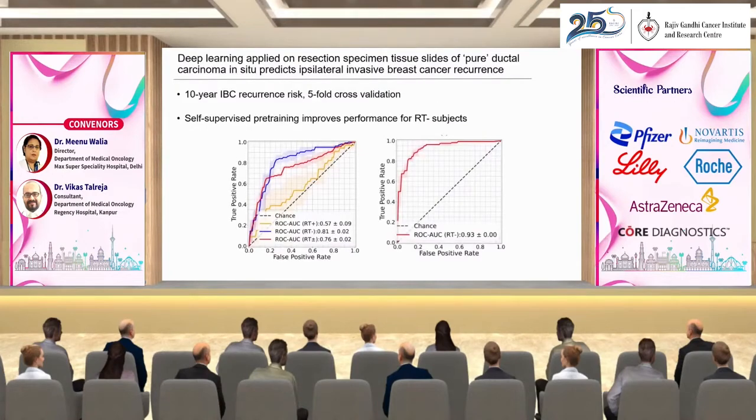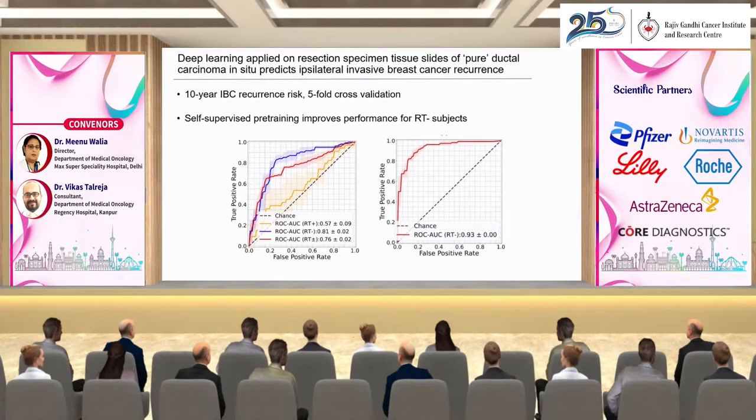So deep learning was applied, and 10-year IBC recurrence risk was calculated with 5-fold cross-validation. What is 5-fold cross-validation? Say if you have 100 cases for training, you divide them into 5 equal parts, say 20 each, and then use 80 for training and 20 for validation. And you repeat it 5 times so that your algorithm gets good training. So this is one way. However, their numbers are very small compared to the MSKCC cohort.